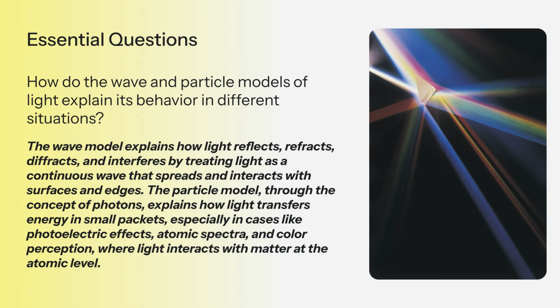How do the wave and particle models of light explain its behavior? The wave model explains how light reflects, refracts, diffracts, and interferes by treating light as a continuous disturbance. The particle model explains how light transfers energy in discrete packets, especially during atomic interactions.